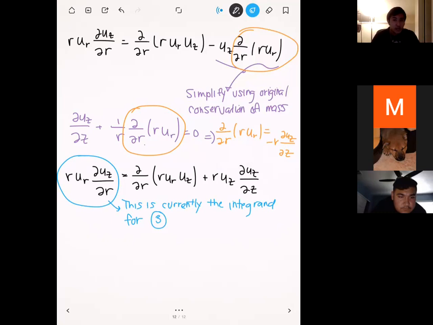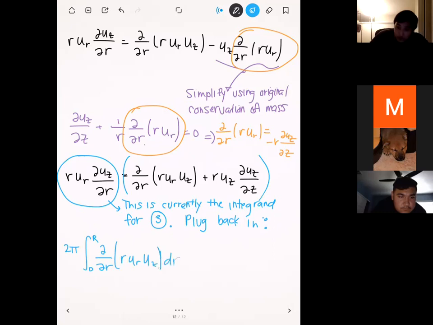Now we can replace that integrand with what we have here. Let's plug in the right-hand side into integral three, and then we end up with the formula: 2 pi integral from zero to R of partial r of r u_r u_z dr, plus 2 pi integral from 0 to big R of r u_z partial u_z, partial z dr.